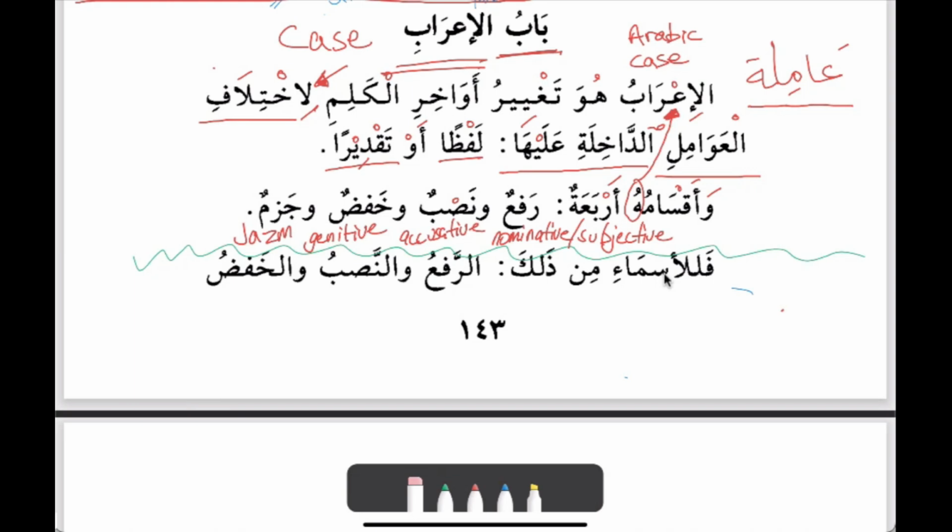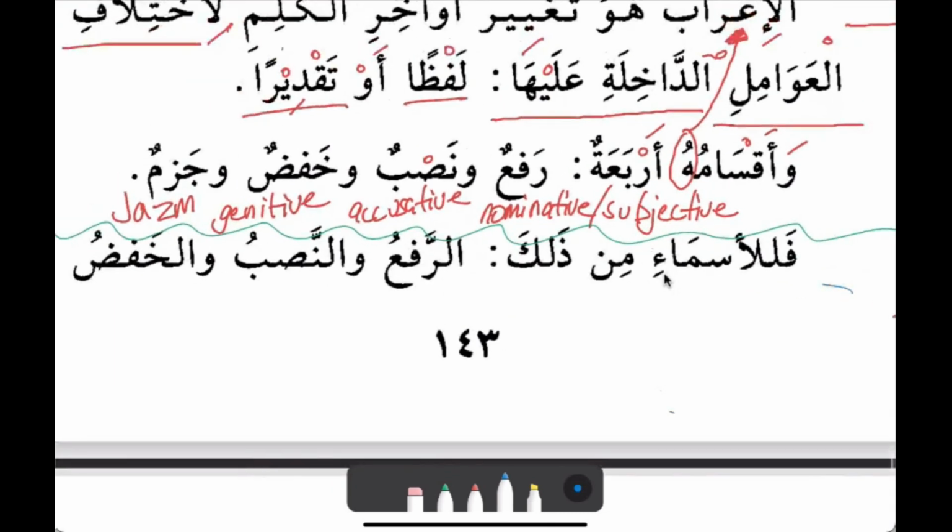لاختلاف العوامل الداخلة عليها, due to the varying influencing words that come upon them. لفظا أو تقديرا, verbally that change would be, or estimated, that means intended. And I gave you different scenarios of intended i'rab, estimated i'rab. So this statement here means that i'rab is of two types. That's a rule.